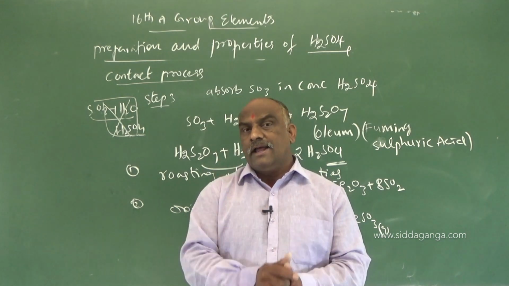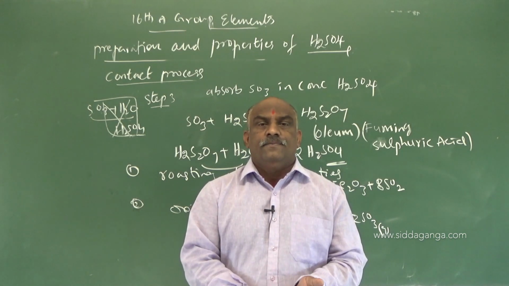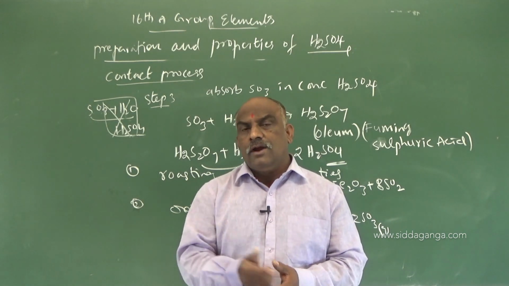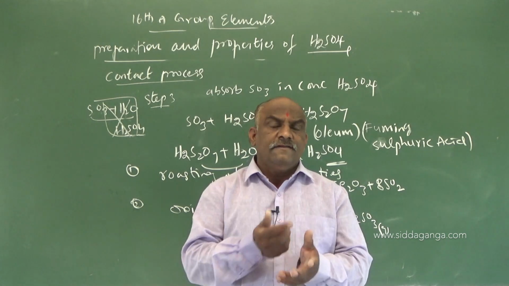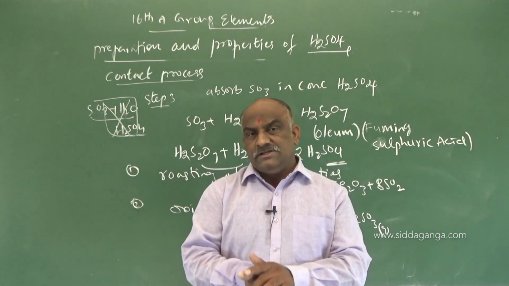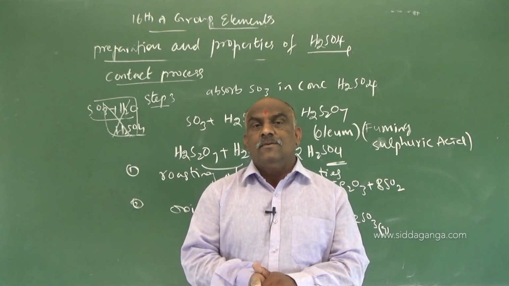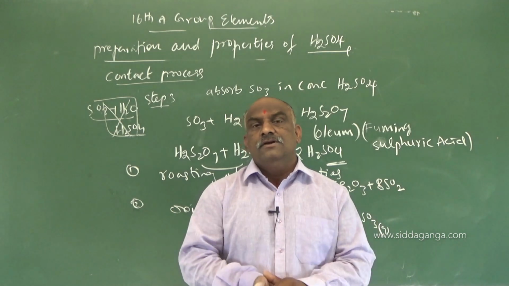Nitric acid is more volatile. Sulfuric acid is less volatile. Hydrochloric acid is more volatile. Sulfuric acid is less volatile. Clear? So some properties were there. Based on the properties, we have to discuss the chemical behavior of sulfuric acid.